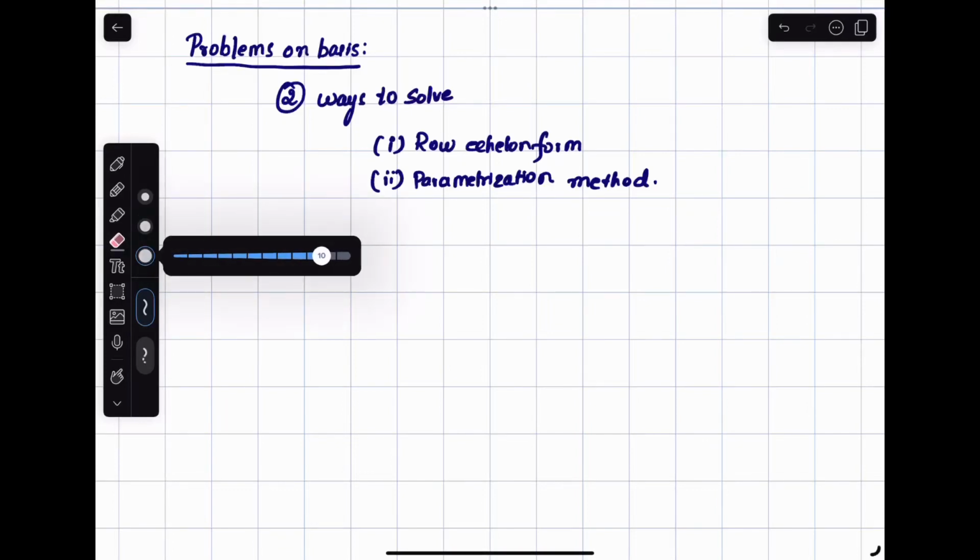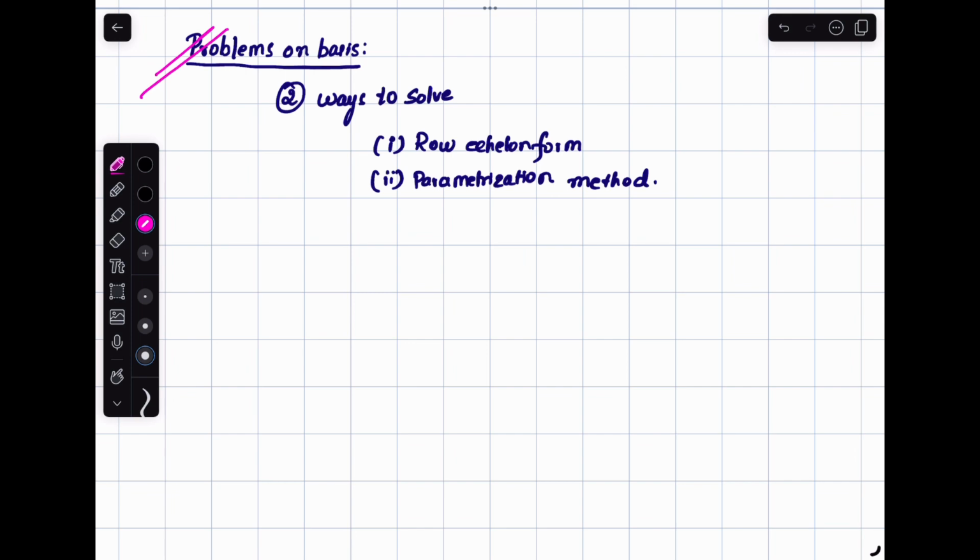Hello students, today we are going to see exclusively problems on basis. Basically, you can solve these problems via two methods. One is row echelon form and the other is the parametrization method. Row echelon form is nothing but you will have to compare with the pivot points. Pivot points we have already studied and we know what pivot points are. Then the second method is the parametrization method.